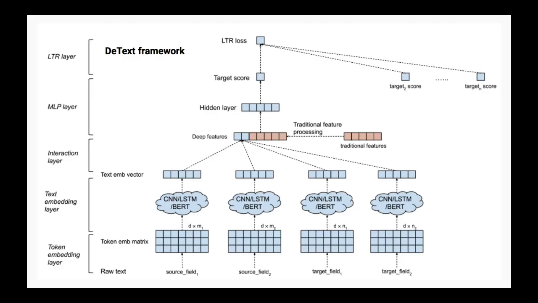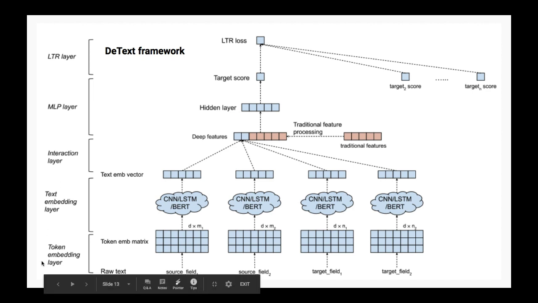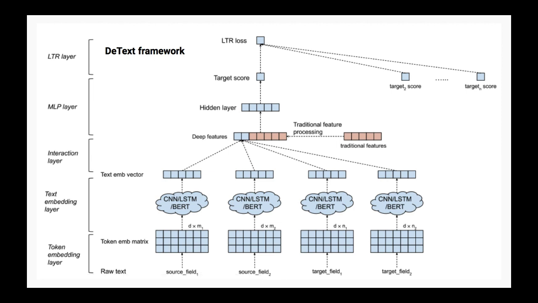And here is their framework. They propose this deep text framework. There are 5 layers of the framework. The first one is very simple. It's token embedding. If you use LSTM or CNNs, then you probably want to use GloVe or Word2Vec as your pre-calculated word embedding. But if you use BERT, that naturally contains the first layer, the token embedding layer.